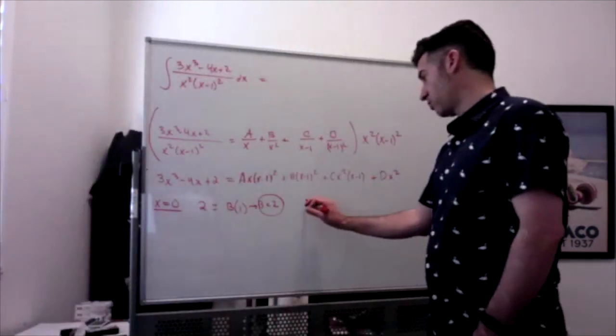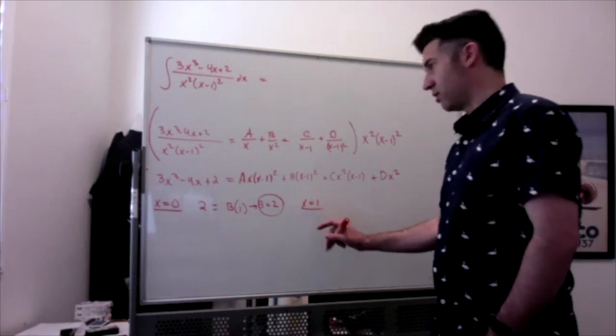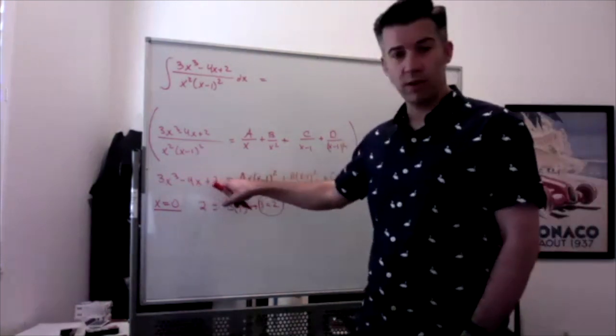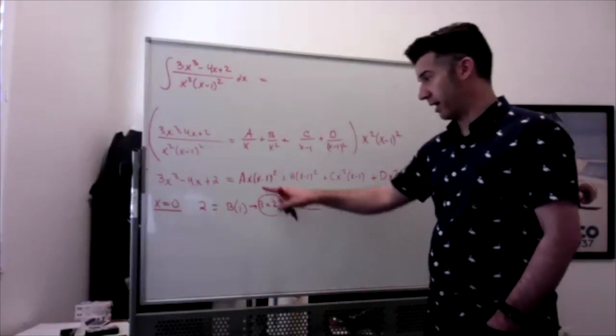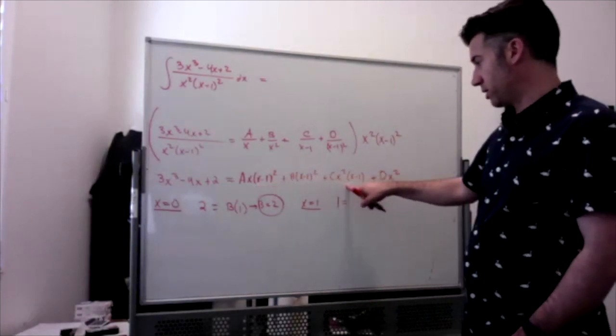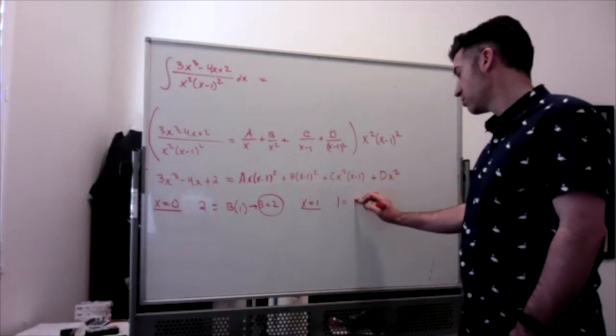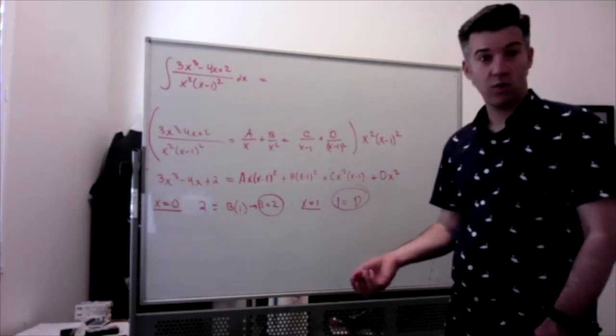Let's plug in x equal to 1. On the left, I get 3 minus 4 plus 2, which is going to be 1. On the right, I get 0 plus 0 plus 0 plus d times 1. So d equals 1. Great.